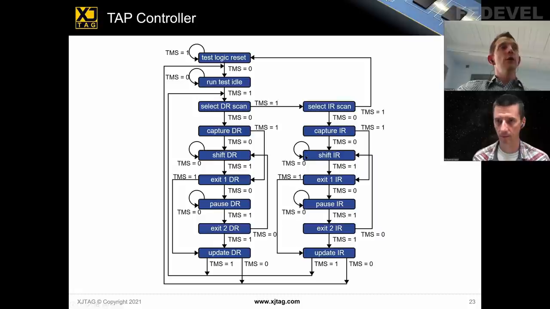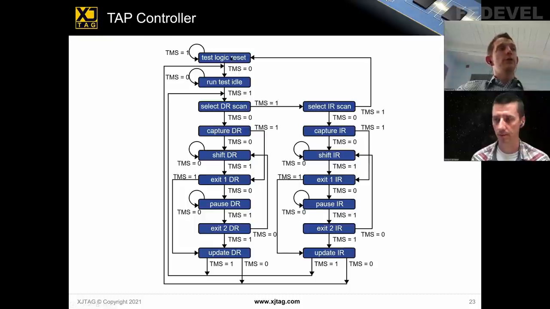So if we want to select a register or a mode that we want to put the device into, what we do is get the state machine to transition to Shift-IR, and then we scan in an instruction value which selects the mode that we want. Okay, so basically always when you connect the JTAG and start talking to these devices, you need to set them up before you actually do what you want to do. Exactly, yep.